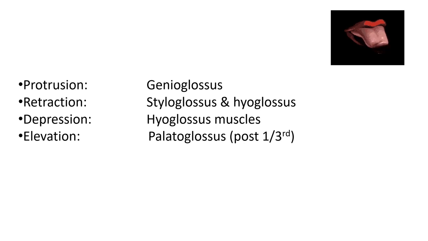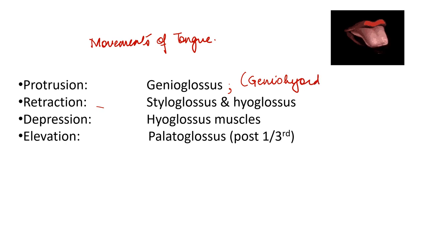So movements of the tongue: the protrusion of the tongue is a function basically of the genioglossus, and another muscle which may help it is the geniohyoid. Right? The retraction of the tongue is the function of the styloglossus. Also, hypoglossus will assist it. The depression is by the hypoglossus muscle and the elevation is by the palatoglossus, especially of the posterior 1/3. Now, the styloglossus, if you were to make it act, it was acting like this.